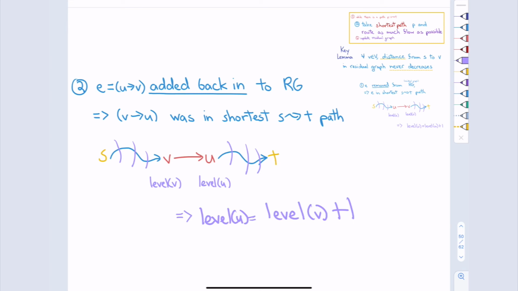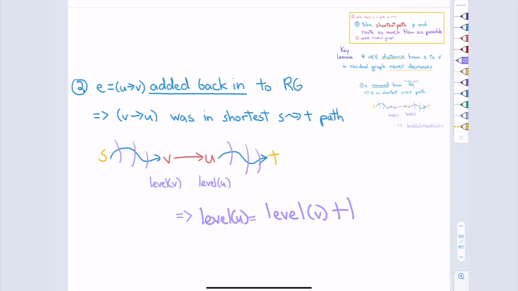So what's going on? Because I'm only augmenting along S to T paths, I'm starting to use these distance labels as extra info in my proof. Okay, and actually, I know something about the distance labels whenever an edge is removed from the residual graph, or whenever an edge is reintroduced into the residual graph, because that means either it or the opposite edge was participating in the shortest S to T path.